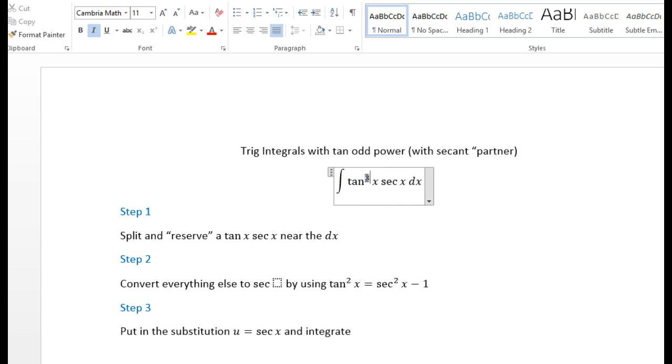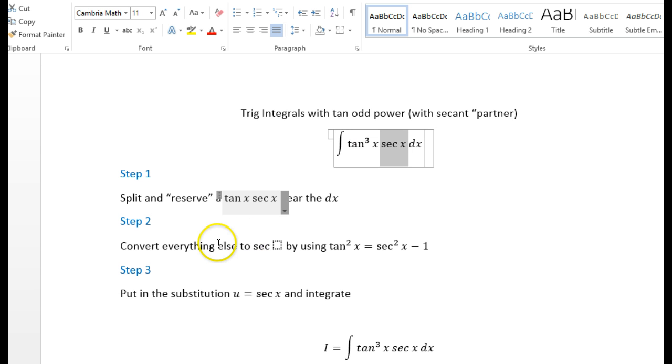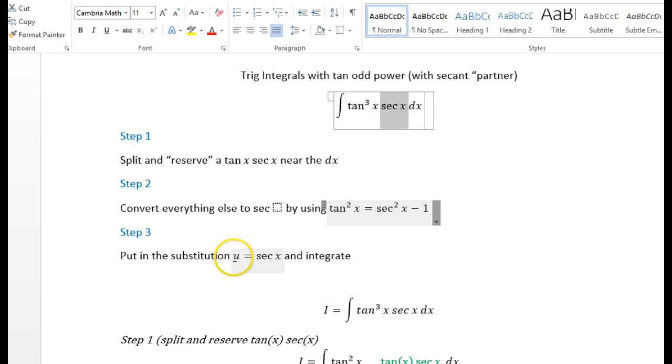So if you look at this integral, the power is odd, it has a tangent, and the secant power is also odd. Well, if the secant power is even, you already have a nice technique for secant even. So this time we are dealing with tangent odd power and a secant partner, which is also an odd power. Okay, and so the first thing to do would be to reserve a tangent x secant x. Second step would be to convert everything into secant by using tangent squared equals secant squared minus 1, and the third step is to put u equals secant x.